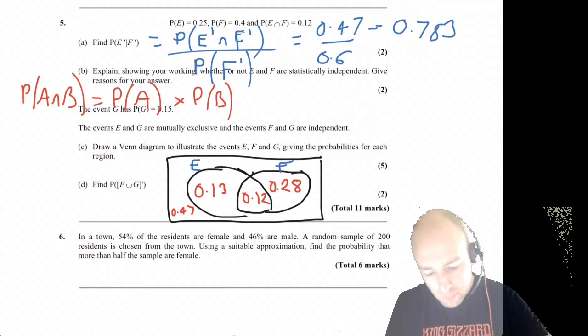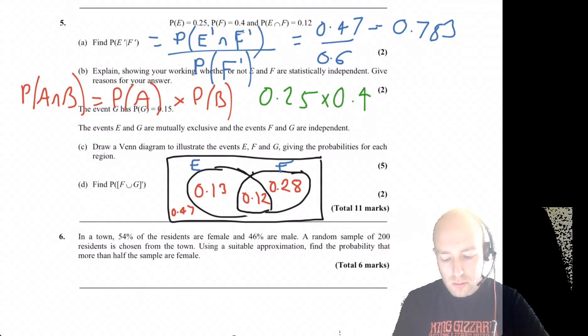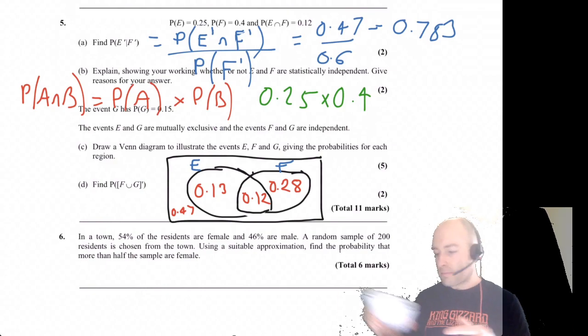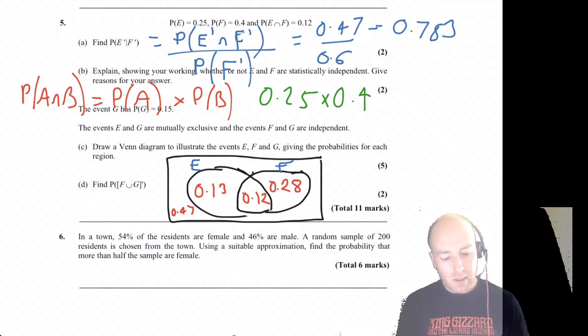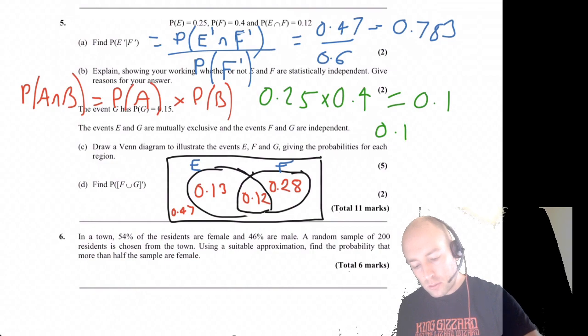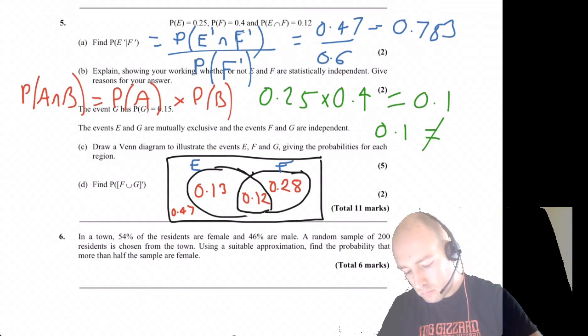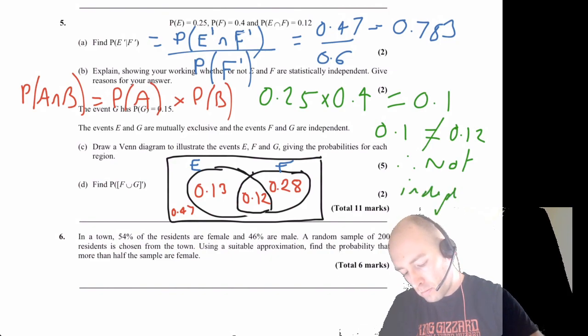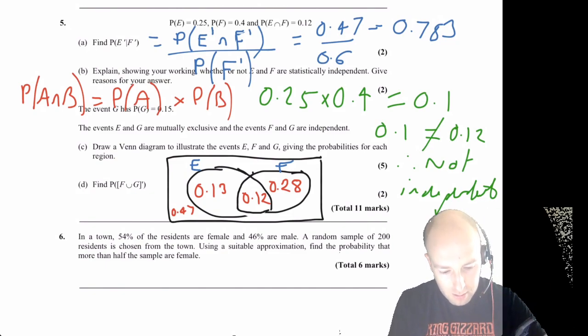So if we do the test, 0.25 times 0.4, does that equal 0.12? I don't think it's going to, but 0.25 times 0.4 gives us 0.1. And we can say 0.1 is not equal to 0.12. Therefore, not independent. Okay. So what have we got next?